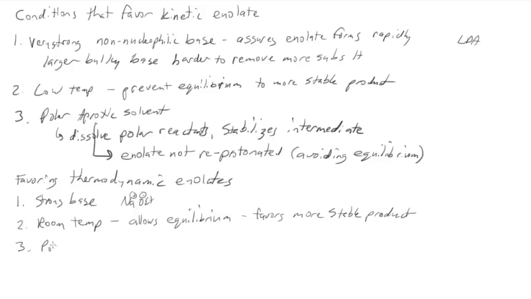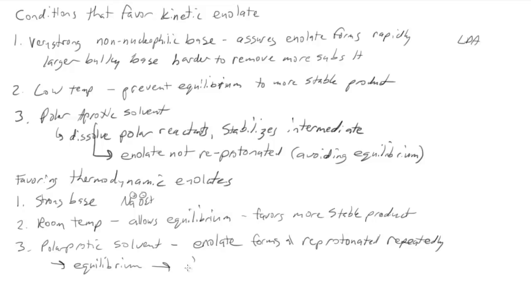And last, now we want a polar protic solvent. This allows the enolate to be deprotonated and reprotonated over and over. So the enolate forms and is reprotonated repeatedly, once again allowing for equilibrium, which favors the more stable product. Examples here might be something like methanol or ethanol, water. A good example of a polar aprotic solvent might be something like THF, tetrahydrofuran, or diethyl ether.